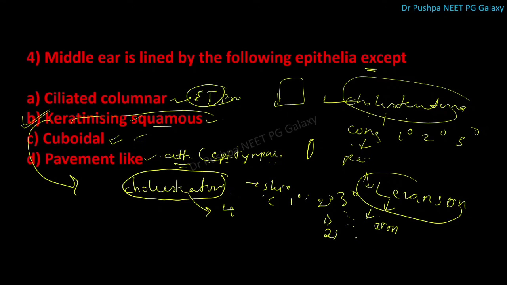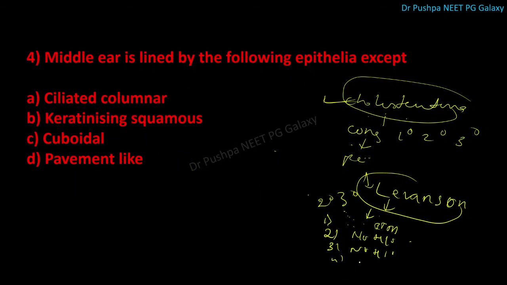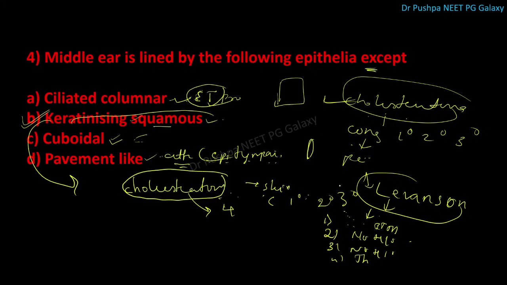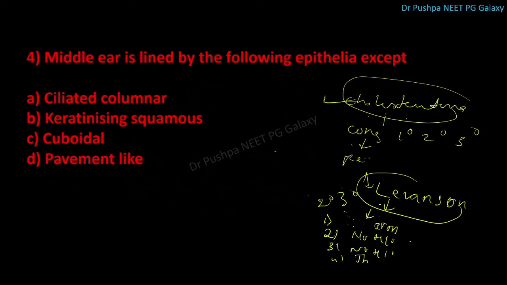Second one is there will be no history of ear discharge. Third, there is no history of any otological procedure. Fourth one is there can be otitis media present. So main feature is there will be pearly white mass present behind the intact tympanic membrane, that is seen in congenital cholesteatoma. So this criteria name is Levinson criteria.